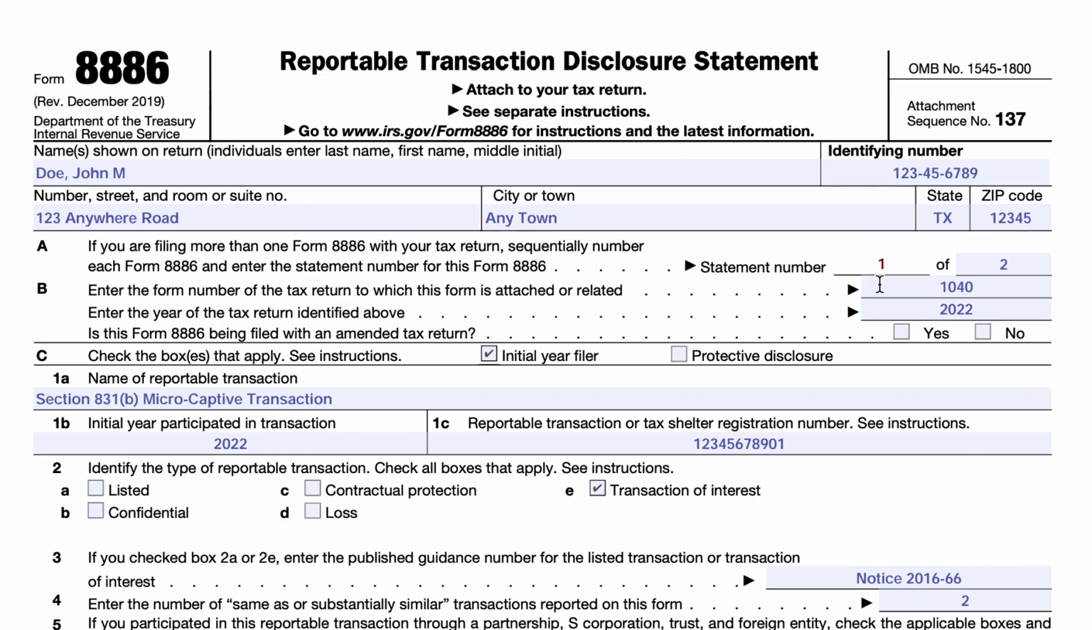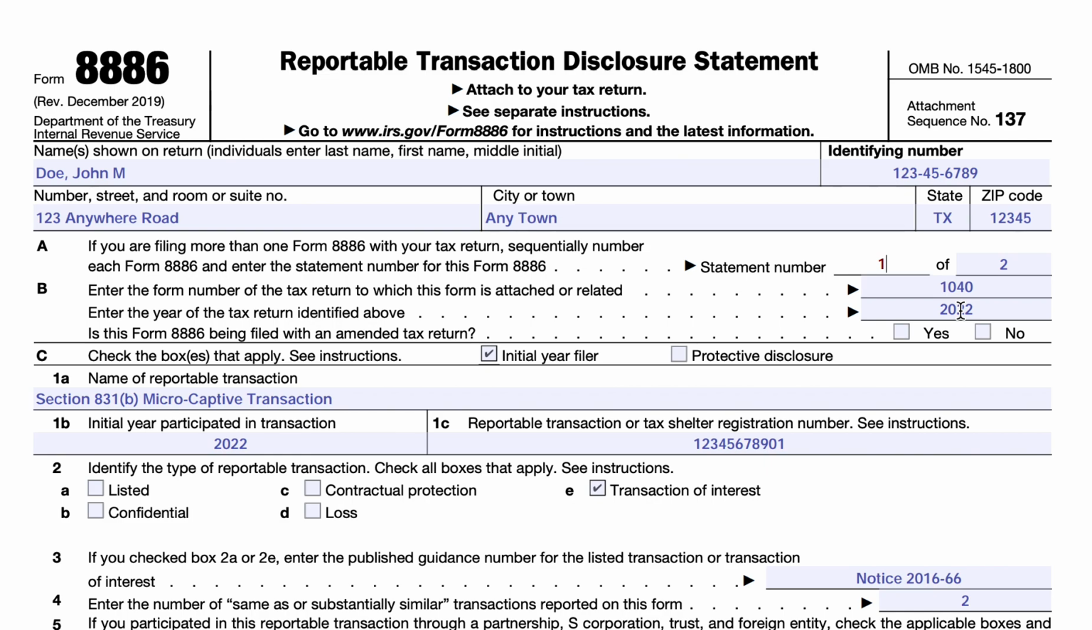In line B, you would enter the form number for the tax return. So if you're an individual and you're filing Form 1040, you would put that. If you're an estate or a trust, it would be Form 1041. If you're a shareholder in an S corporation, it would be Form 1120S, 1065 for a partnership, so on and so forth. And then right below that, you would enter the year of the tax return.